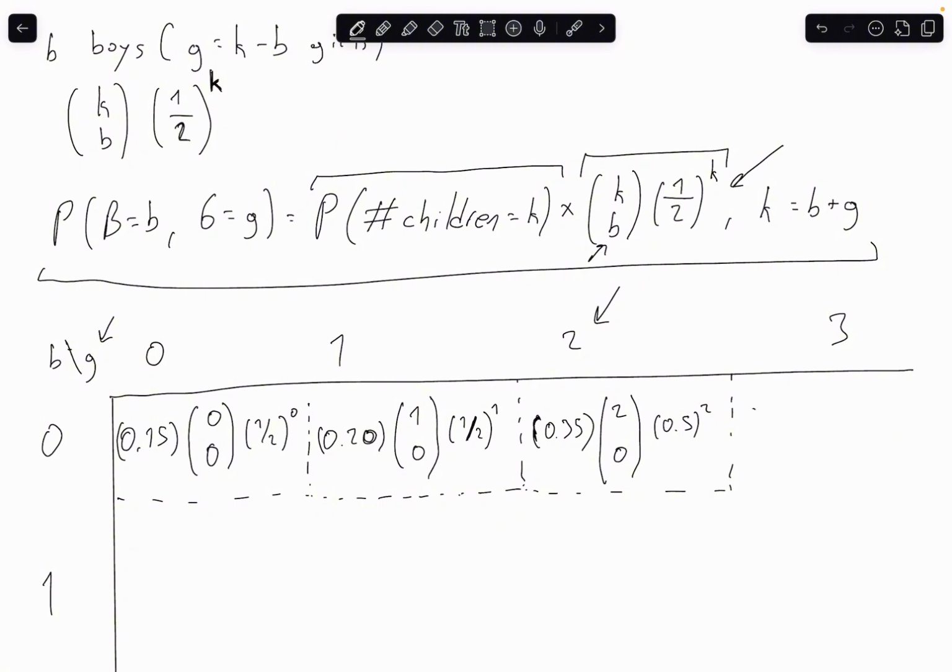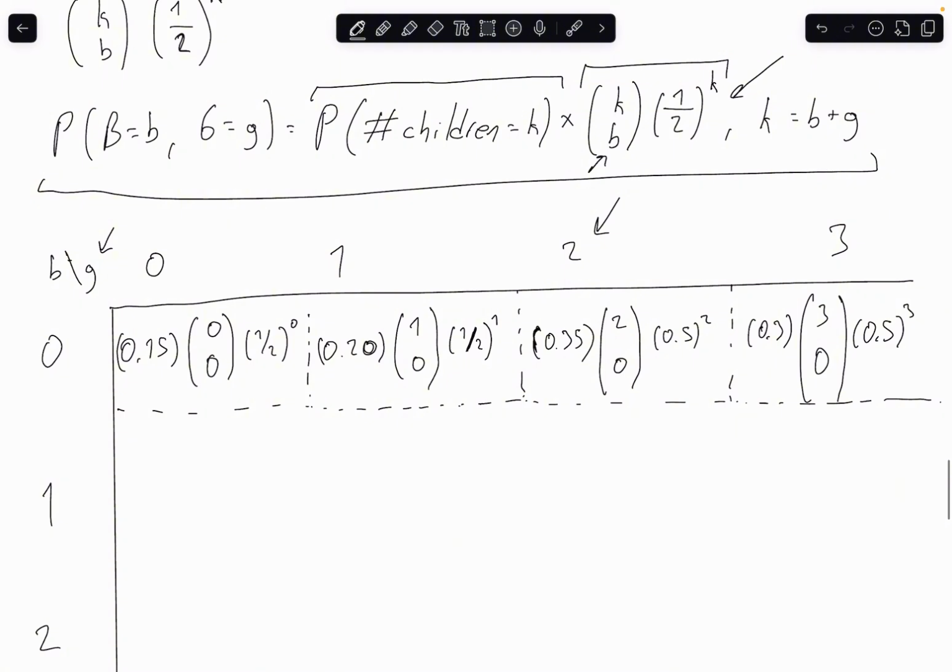Probability of having 3 children is 30%, and from 3 children we need to choose 0 for boys and then multiply the probability of having 3 girls. In the next row we are going to have 0 plus 1 boys, 0 plus 1 child in total, and that one must be a boy. So we are going to do the same thing. The probability will be the same with this one because we are having just one child.